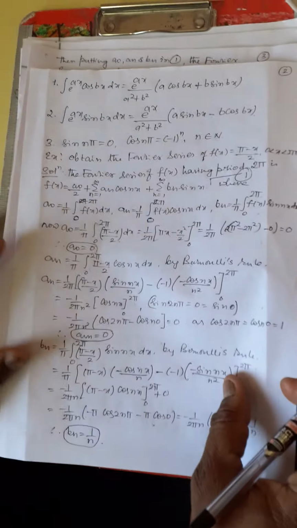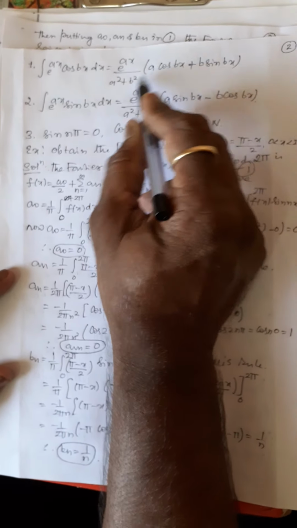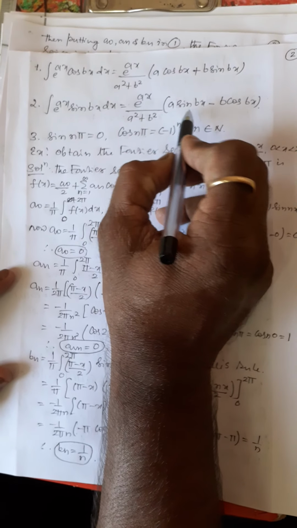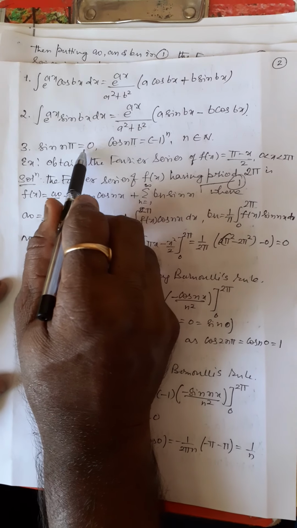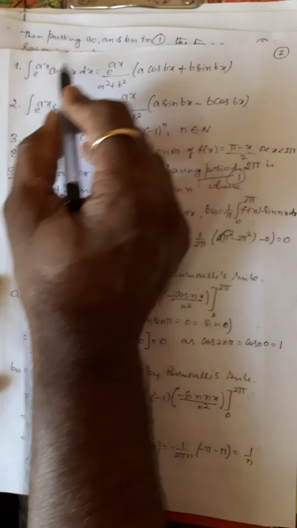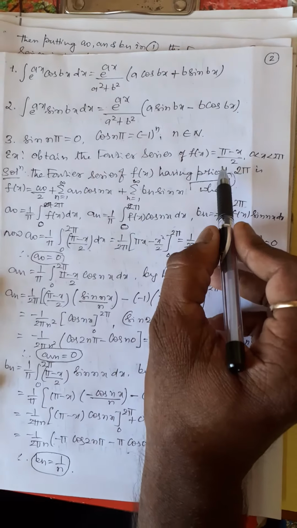Okay, let me consider another two examples as we have shown here. These two results are only to be known, not to go for any proof here, because these results are taken from your PUC second year. And sin n pi is equal to 0, cos n pi equal to minus 1 raised to n. Again, these four results are important, frequently used while solving the examples.